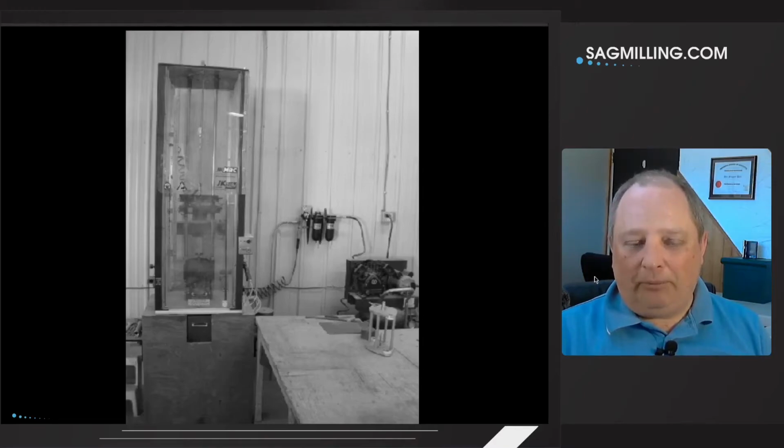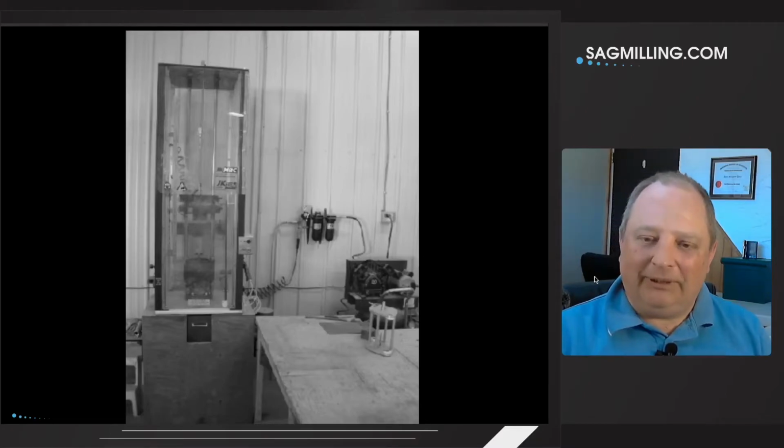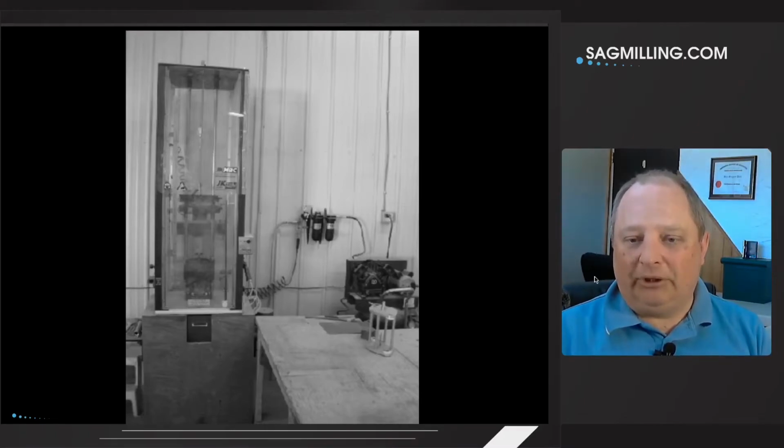This is a drop weight test apparatus which is used in, for example, the SMC test. And it gives you a breakage characteristic that is kind of similar to what you would get out of the Bond rod mill test. It operates in generally the same size classes. And it would be used in, for example, a Mineral MI model to do the same job that the Bond rod mill test would be used for in a bond type model.